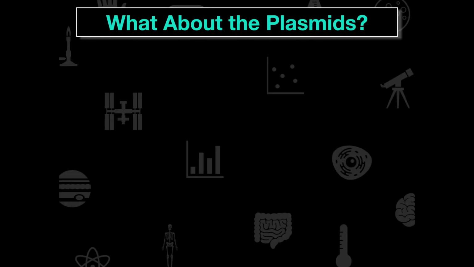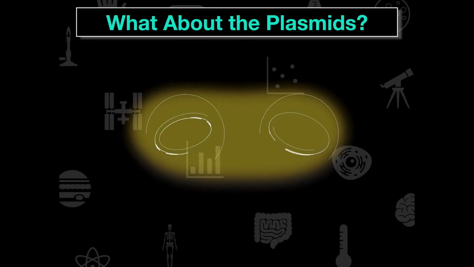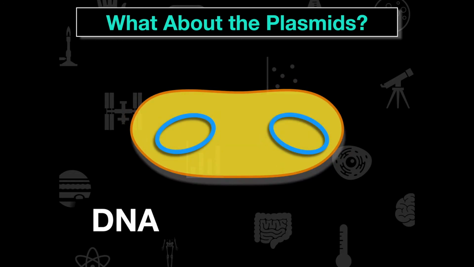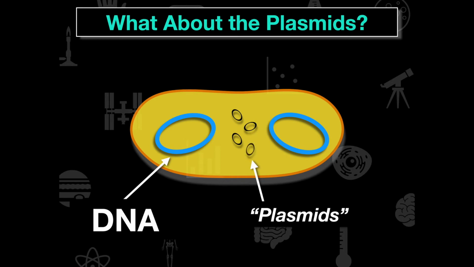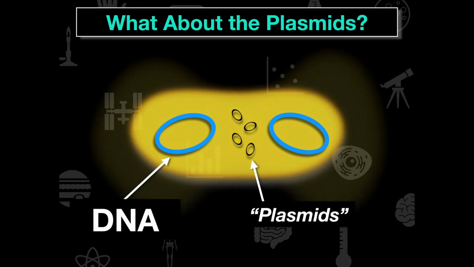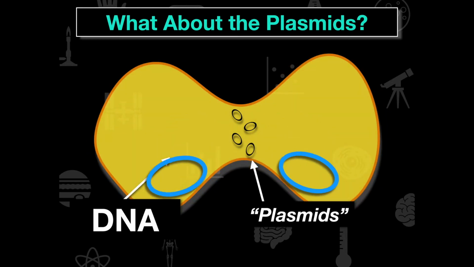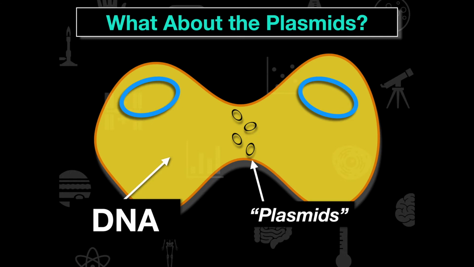So what about the plasmids, and what is the importance of these plasmids? Well, if we're looking at this, the blue is representing our DNA, and the black is going to represent our plasmid circles. When the cell divides, the DNA is separated into two halves, but the plasmids are randomly dispersed in the cell.